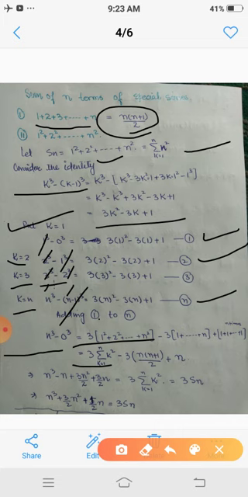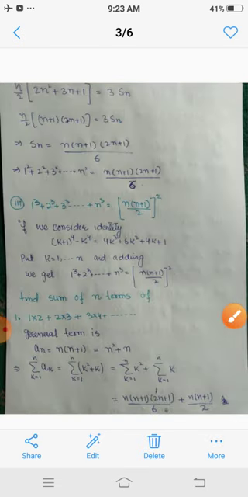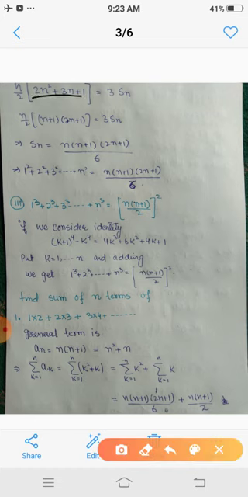Simplifying this, we get n cube plus 3 by 2 n square plus 1 by 2 n equals 3 Sn. Now taking n by 2 common, we get n by 2 into 2n square plus 3n plus 1 equals 3 Sn. Again simplifying this quadratic expression, at the end we get Sn equals n into n plus 1 into 2n plus 1 upon 6.